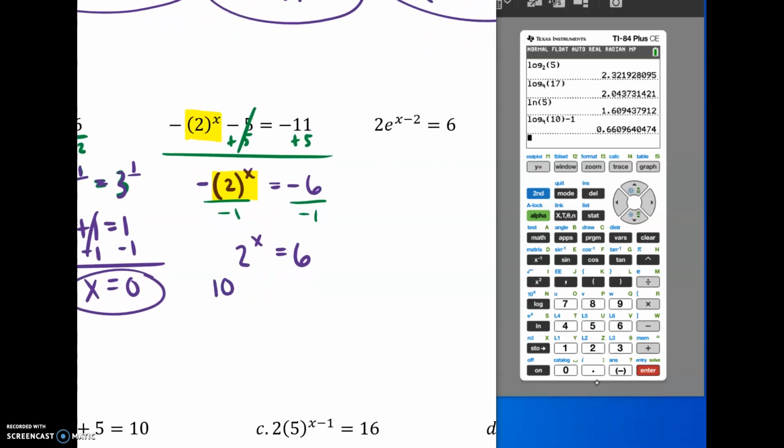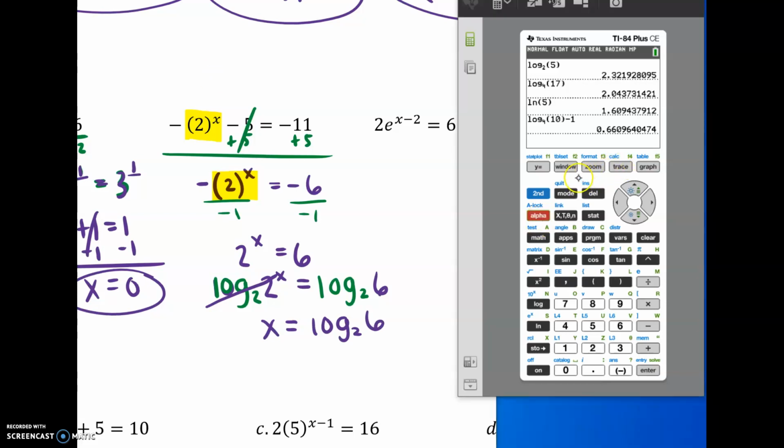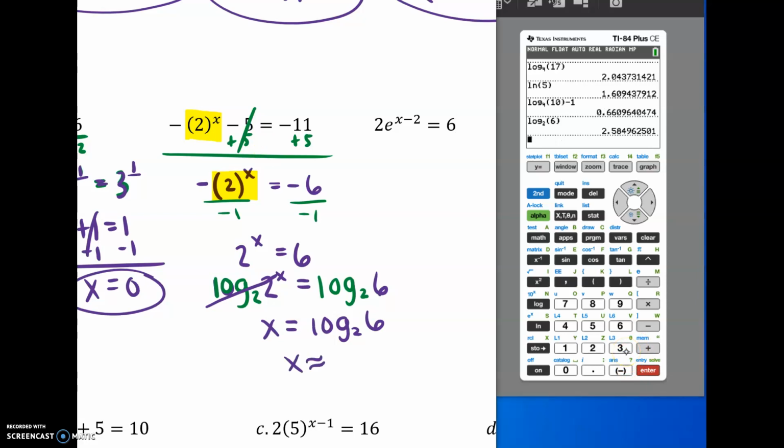So you can take the log base 2 of 2 to the x. On the other side, you also take the log base 2, this time of 6. Okay, so it cancels here. You're left with x. Now you've got log base 2 of 6. So if you want to type that in your calculator to get the decimal form, you get x is approximately 2.585.